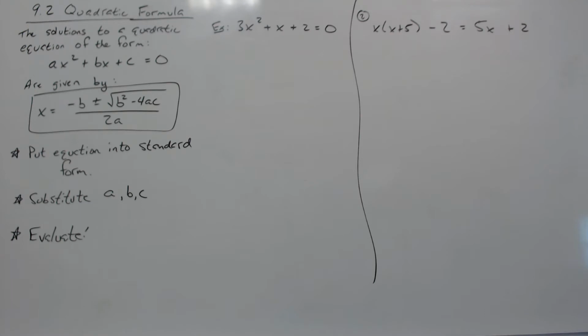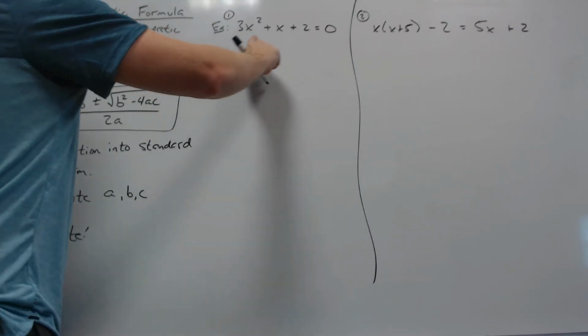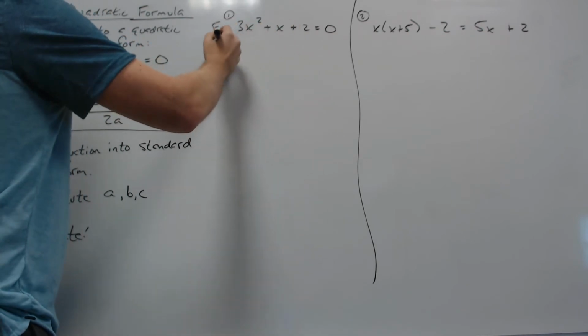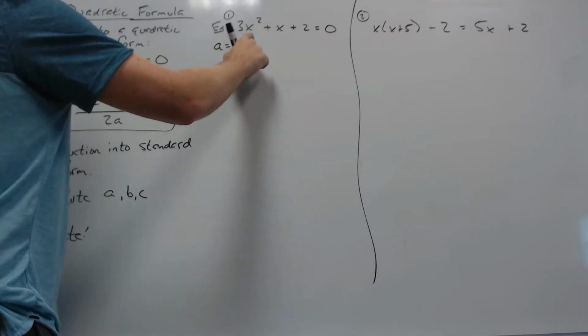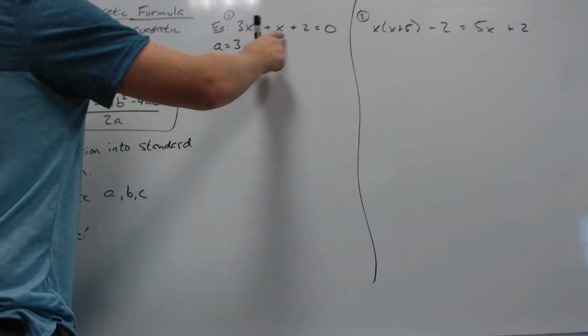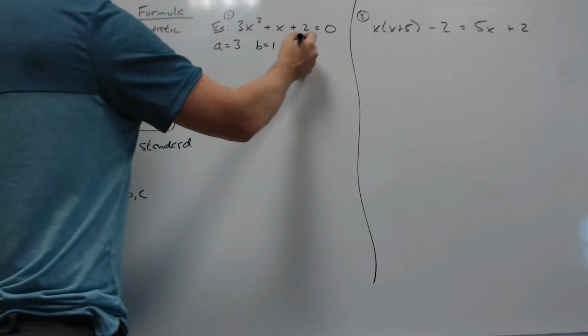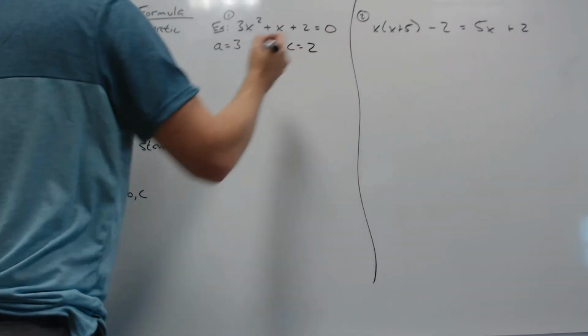All right, so let's just jump into a couple examples. All right, so our first one is already in standard form. So I'm just going to go ahead and identify my a value, which is the coefficient of x squared. My b value is the coefficient of x. It's not x. None of these have an x in them. It's just the coefficient. So my b value is 1, and my c value is 2.